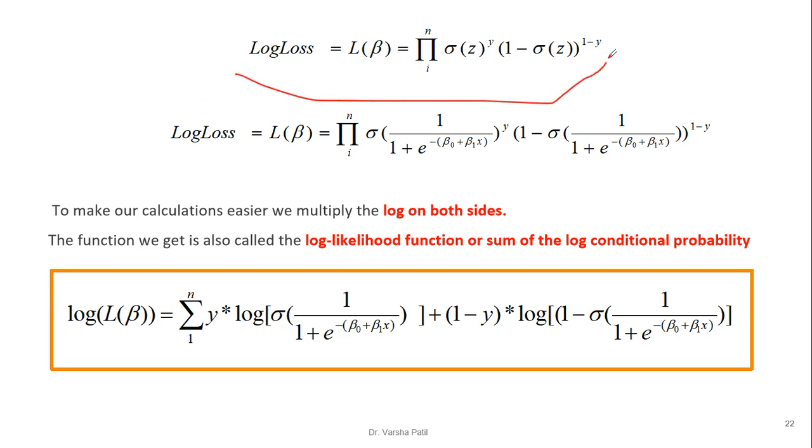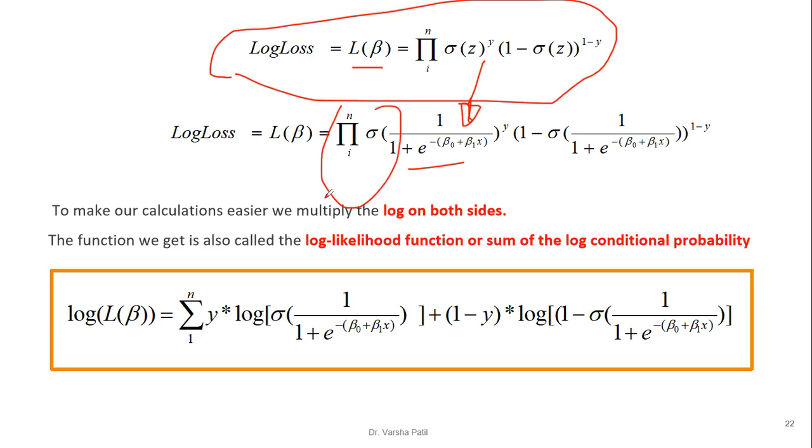So this is the loss function. Log loss is represented by L of beta, the product of sigma z raised to y into 1 minus sigma z raised to 1 minus y. Here sigma z is basically the sigmoid function. To make our calculation easier, we take the log on both sides. When we take the log, the product operator is converted into a summation. So it is the summation from 1 to n of y into log of sigma z plus 1 minus y into log of 1 minus sigma z. This function is called the log likelihood function, or the sum of the log conditional probability.